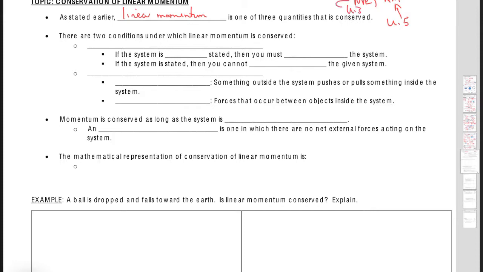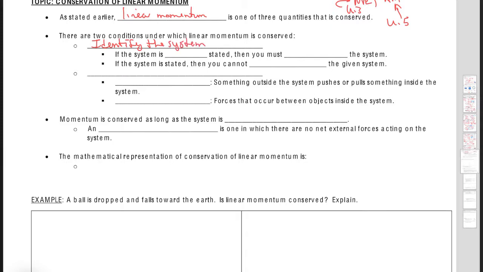We've already talked about mechanical energy in Unit 3, and when we bring in Unit 5, we'll talk about angular momentum. Now, there are two conditions under which linear momentum is conserved. One focuses around the system, the other focuses around external forces. The first thing you're going to need to do is identify the system.